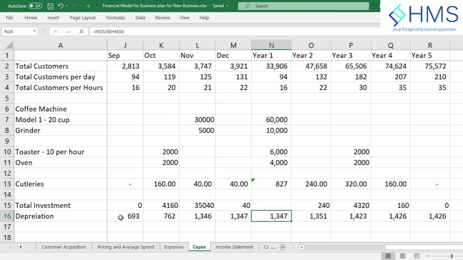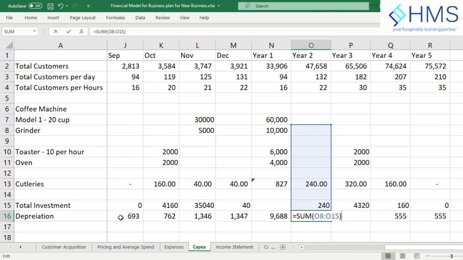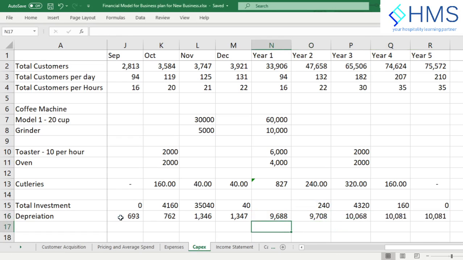So 1307, and then this is going to be 12 months. So it's not going to be divided by 20 anymore. It's going to be divided by the sum of it. Because this is for the whole year, you're going to divide by 12. Yes, right. That's the depreciation.